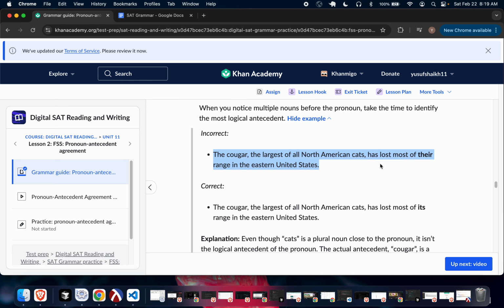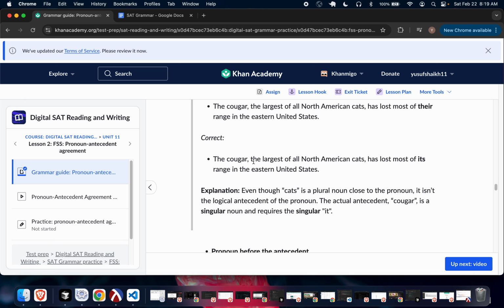This is incorrect. The cougar, the largest of all North American cats, has lost most of their range in the eastern United States. So the correct version of the sentence is: the cougar, the largest of all North American cats, has lost most of its range in the eastern United States. So the explanation is that even though cats is a plural noun close to the pronoun, it isn't a logical antecedent for the pronoun. The actual antecedent cougar is a singular noun and it requires a singular pronoun, it.